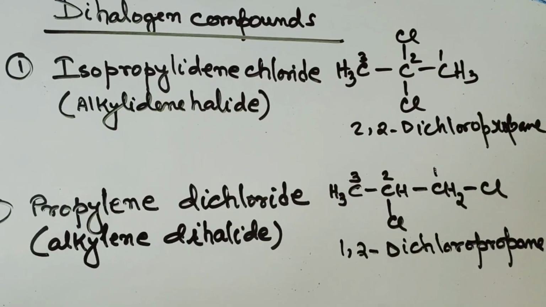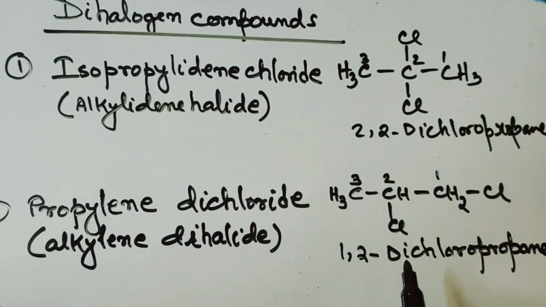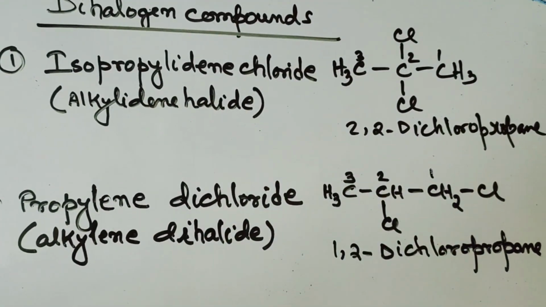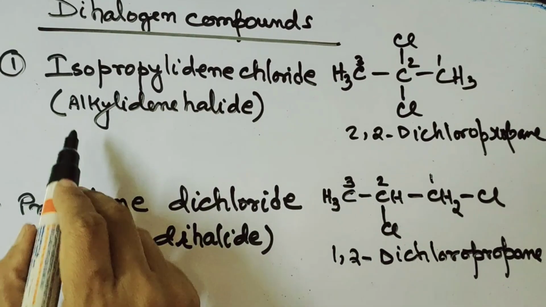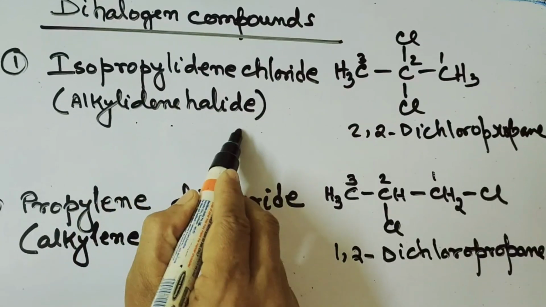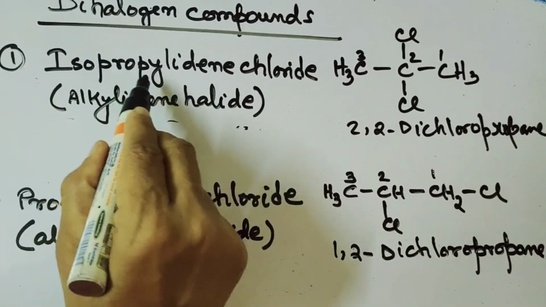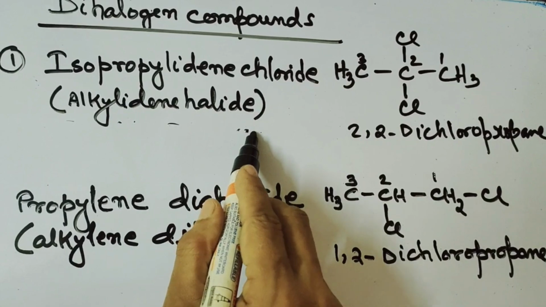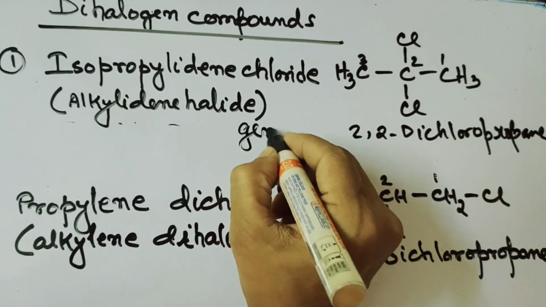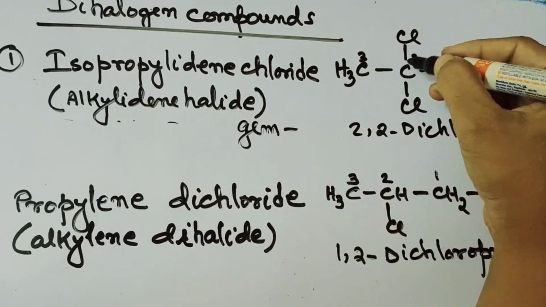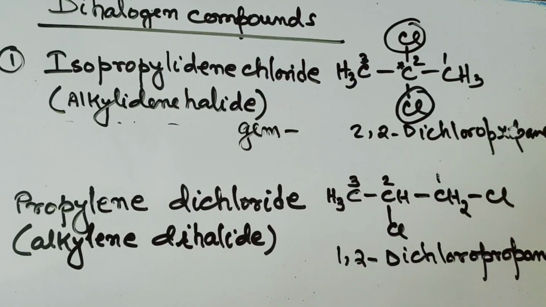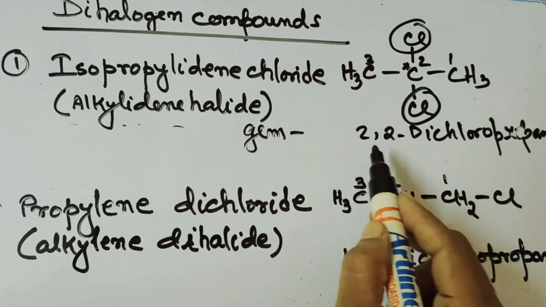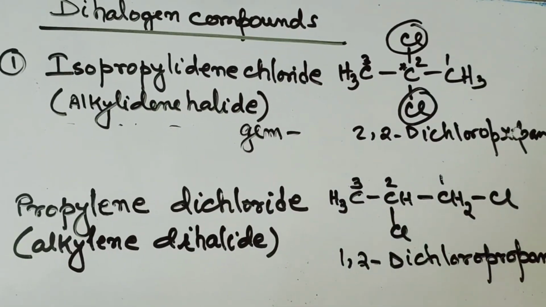One example of geminal and vicinal, let us see. Dihalogen compounds can be classified into geminal and vicinal, as we have already said. I have given examples of two compounds. First is under the category alkylidene halide. It's isopropylidene chloride. Alkylidene halide means it goes under geminal dihalide. It's geminal because this carbon atom has two halogen atoms with it, and if I number it as per IUPAC nomenclature, it is carbon number 2. So 2,2-dichloropropane is the IUPAC name.